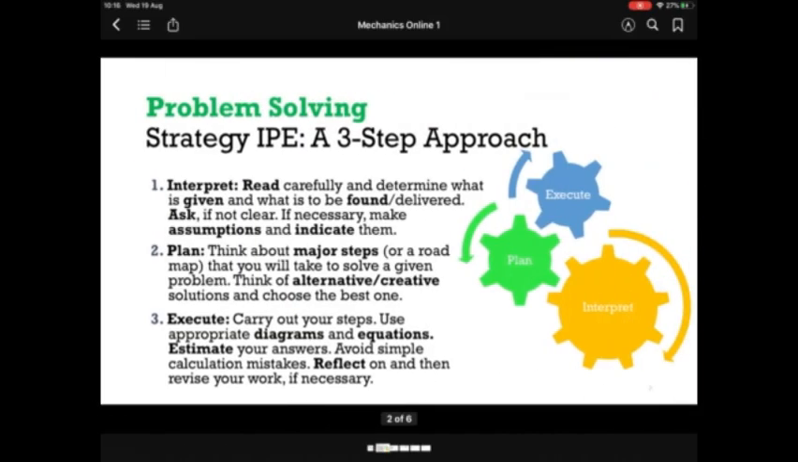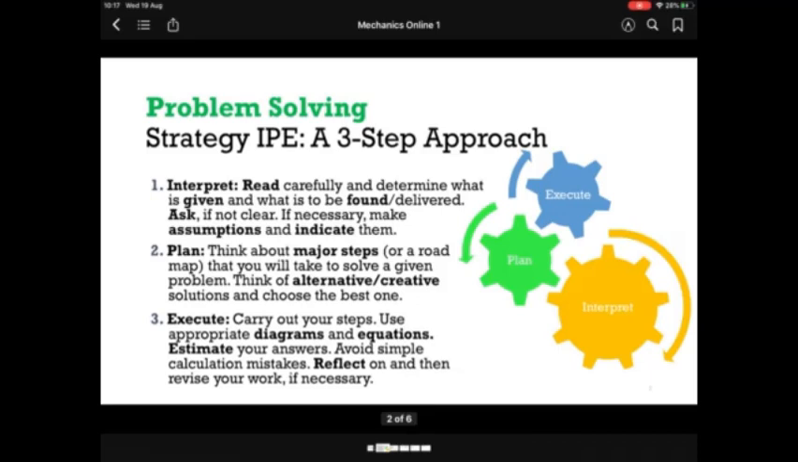Before we go through our practice, I would like to make sure with you that in this class, I will suggest that you use a problem-solving strategy that I call IPE, a three-step approach. The first one, you should interpret. Read the question carefully and determine what is given and what is to be found, or what the question asks you. And then after that, you plan.